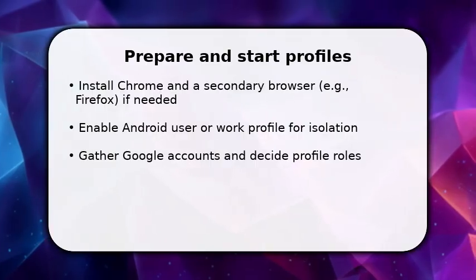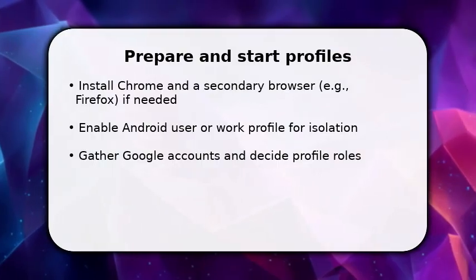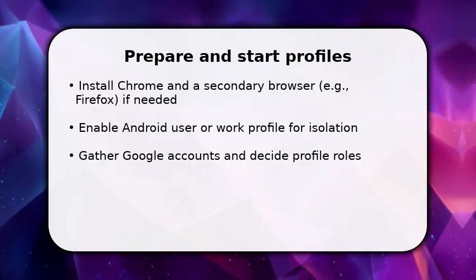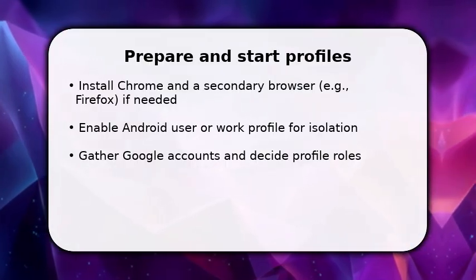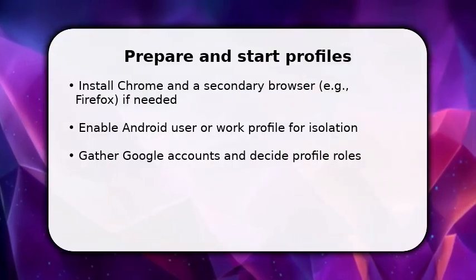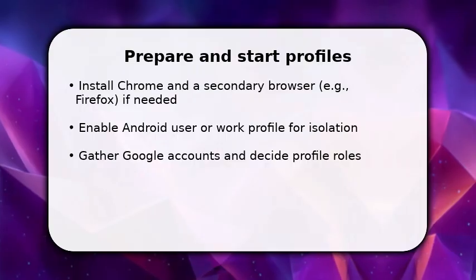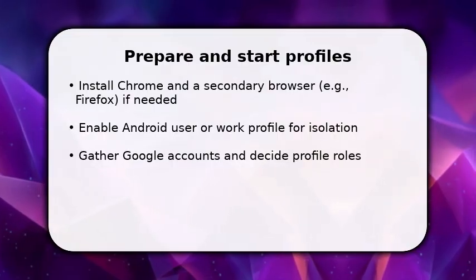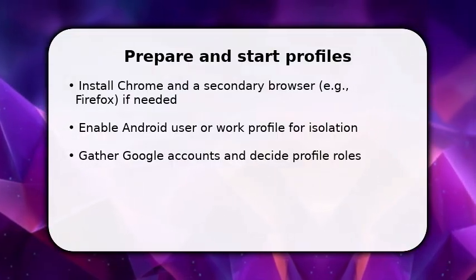You start by preparing accounts and device profiles so you can separate browsing contexts. Create or choose 2 Google accounts and decide which one will be primary versus secondary. Once done, enable Android users or set up a work profile in settings to keep apps distinct. Install additional browsers only if you want varied engines. Make sure Chrome is updated.